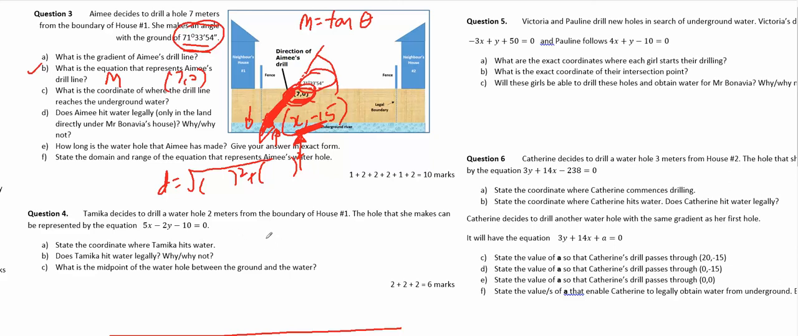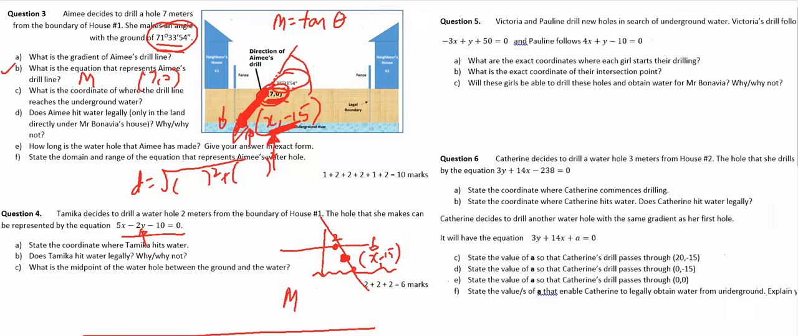Tamika decides to drill a hole 2 metres from the boundary from house 1. So Tamika is going to drill from here at 2. The hole that she makes can be represented by this equation. State the coordinate where Tamika hits water. Well, depending upon what Tamika's line is, it's going to be x and negative 15. You need to find the x coordinate. You know the equation. Set y equal to negative 15. What is the midpoint of her hole? You have to find the midpoint. You have a rule for the midpoint.